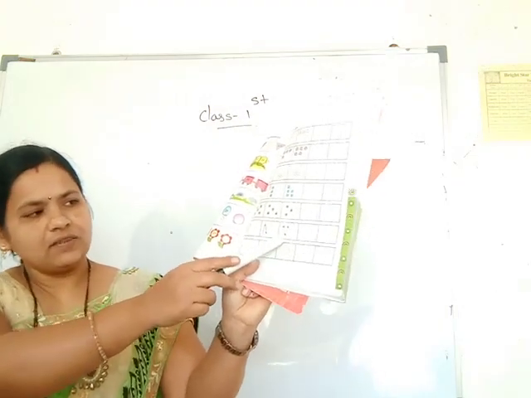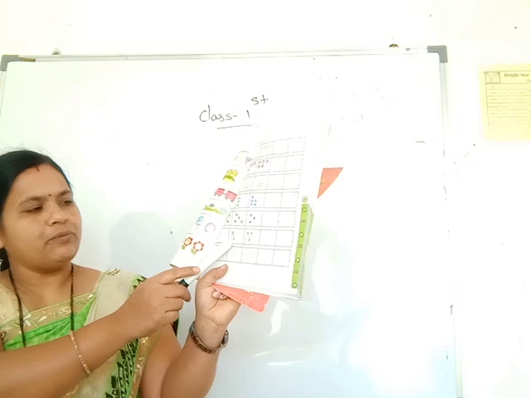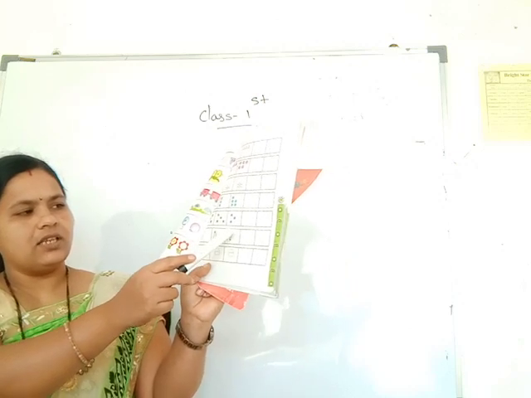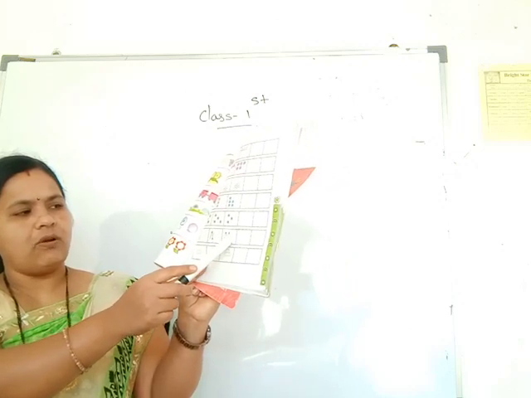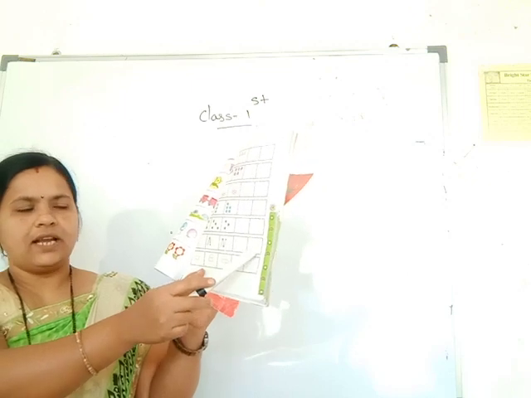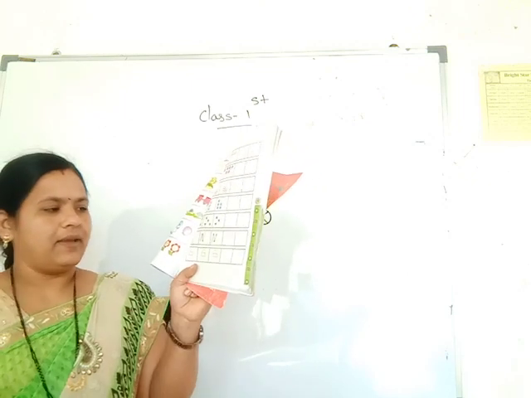See this matchsticks pattern here, then two matchsticks, then three matchsticks, then you draw in this type of cross, then four matchsticks, and in the next box five matchsticks.